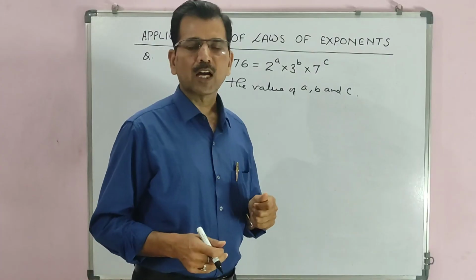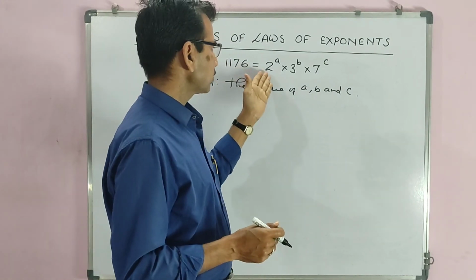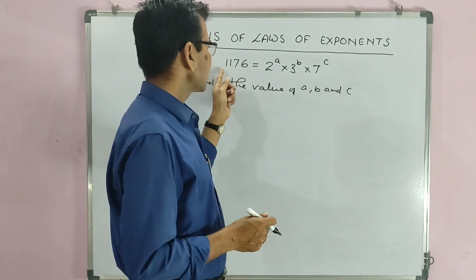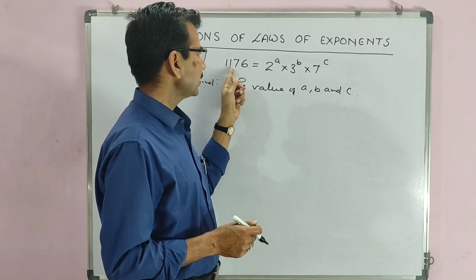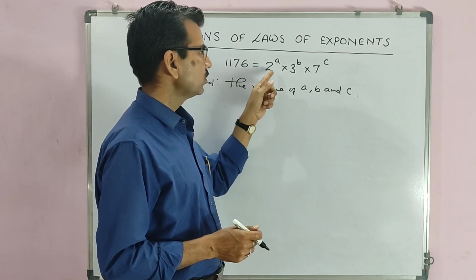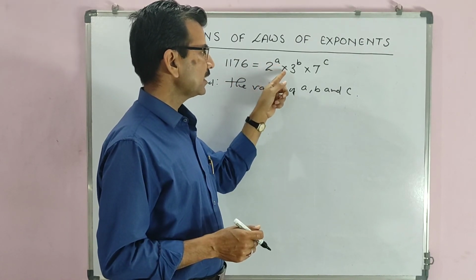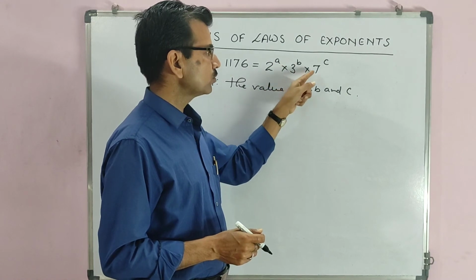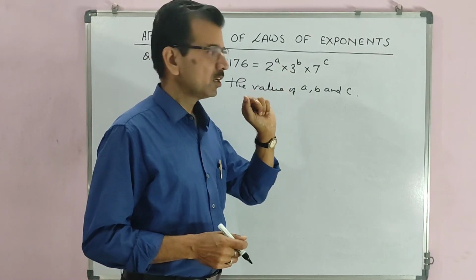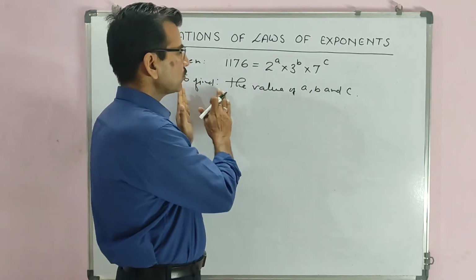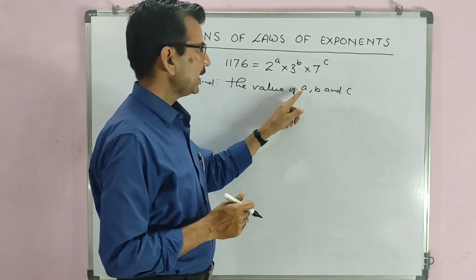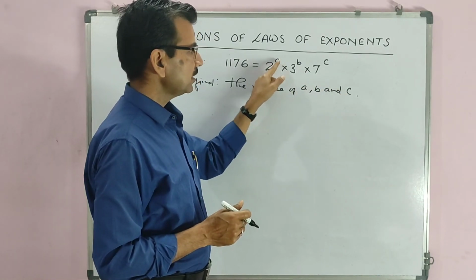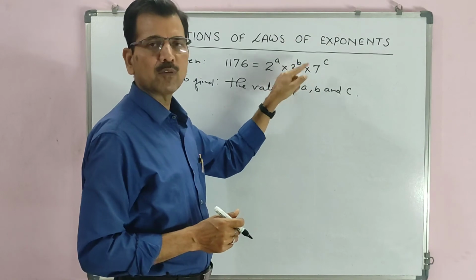Okay children, now we are here with another interesting question. This is given that 1176 is equal to 2 raised to power a into 3 raised to power b into 7 raised to power c, and we are asked to find the value of a, b and c, which are given in the form of powers here.